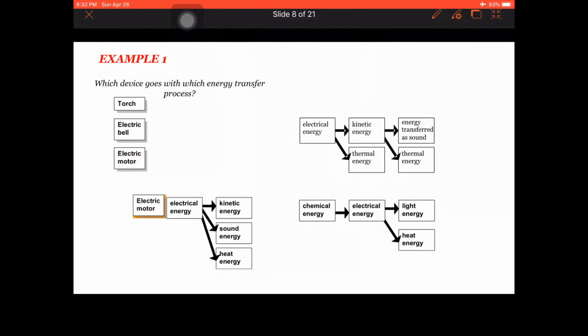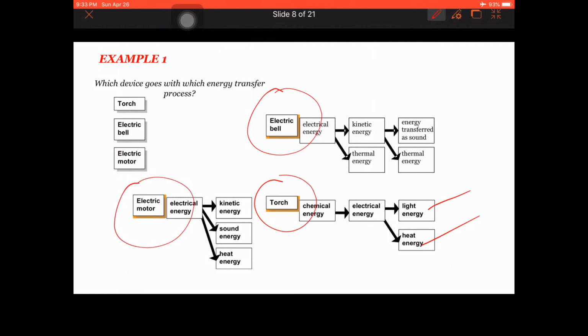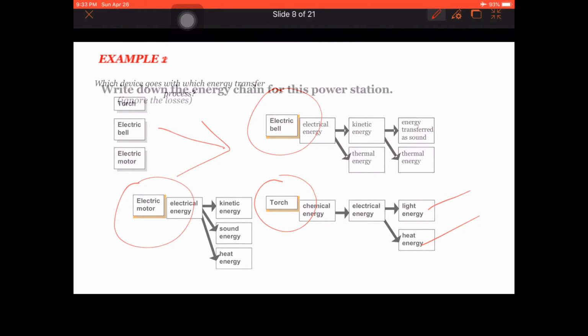Now we have the second one, electric bell, because we have a clue over there. We have energy transferred as a sound in the final process. And then the last one, of course, we have the torch, because we have the end process over there. We have light energy and heat energy as our end process. So here are the answers matching the objects with their energy transfer process.